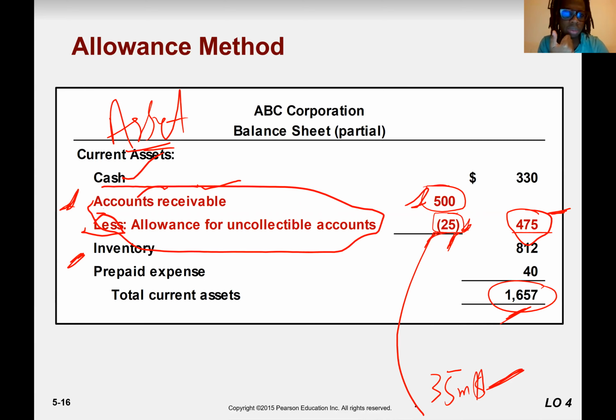So what are the reasons? Maybe the collection policy is not good. Maybe you give more credit to less worthy customers, those who are C plus customers. You gave them more goods according to their credit ratings.